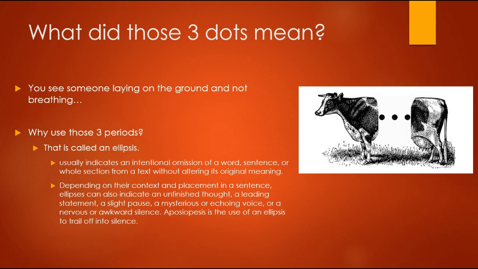So when I used it in the above context, you see someone laying on the ground and not breathing, dot, dot, dot. That is an example of an aposiopesis rather than the ellipsis because I'm not missing or taking out a section of different sentences. I'm trailing off. I'm giving you a mysterious pause or a break. So we're going to go back to our lesson after I have you use an ellipsis or an aposiopesis.